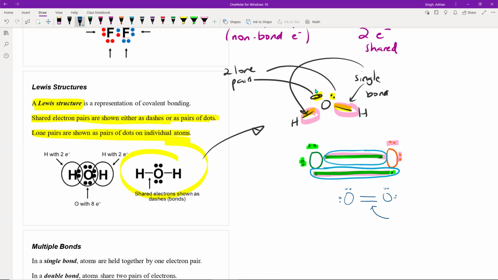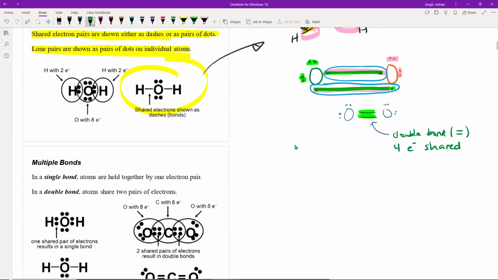So when you see these 2 lines, instead of a single line being a single bond, we call this a double bond. In a double bond, guess how many electrons are shared? 4 electrons are shared in a double bond. So we have single bonds, the single lines, and double bonds, which are double lines.